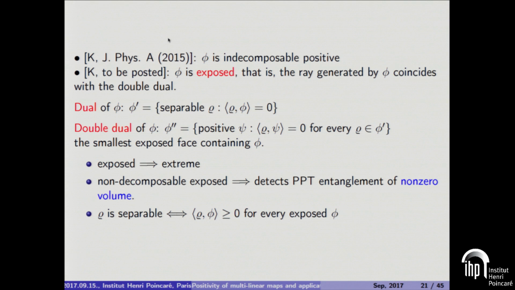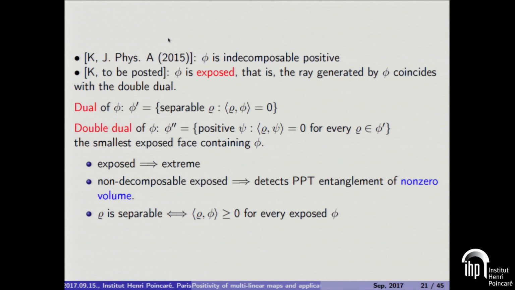In order to detect some non-trivial set of entanglement, we need a little bit stronger notion of extremity. Furthermore, we know that phi is separable if and only if the pairing is non-negative for every positive linear map. So naturally it is if and only if it is non-negative for every extreme linear map. But it is equivalent to say that the pairing is non-negative for every exposed map, because it is well known that the set of all exposed points is dense in the set of all extreme points by a very classical theorem. I don't even remember the name of the Polish mathematicians. Oh, yes, okay.